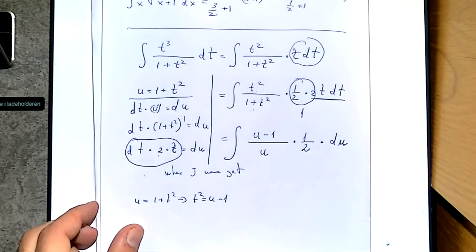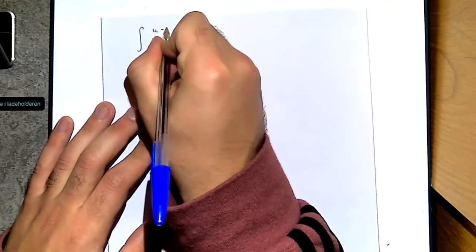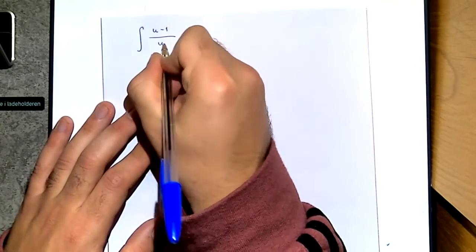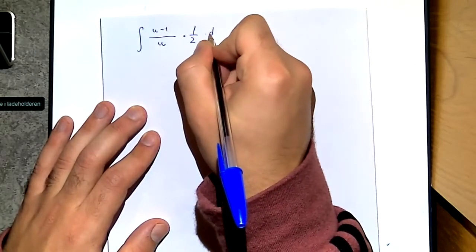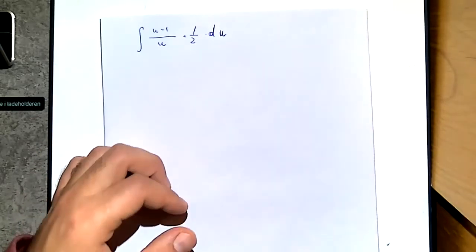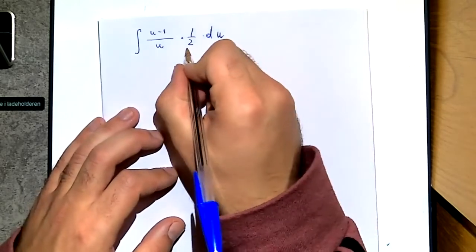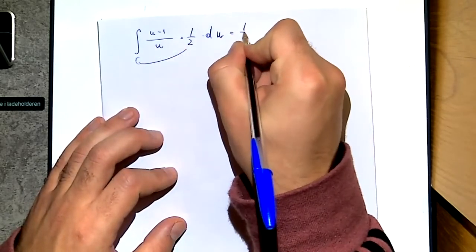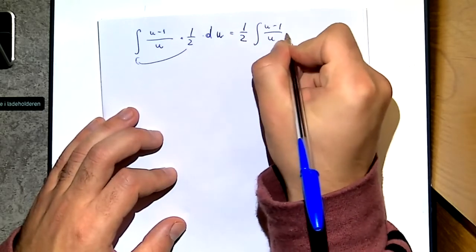Why do I say it's done? Well, what do I have to compute? I have to compute the integral of (u minus 1) over u, multiplied by a half, du. This is what I have to compute. And this looks very solvable. Because first of all, the constant jumps in front, so it's just a half, integral of (u minus 1) over u du.